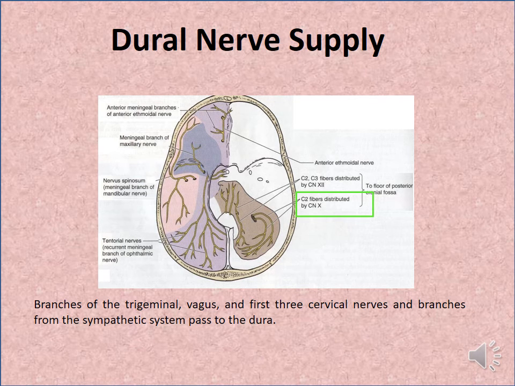We have the dural nerve supply. The innervation of the Dura Mater: branches of the trigeminal nerve, the vagus nerve, the first three cervical nerves, and branches from the sympathetic system pass to the Dura Mater.